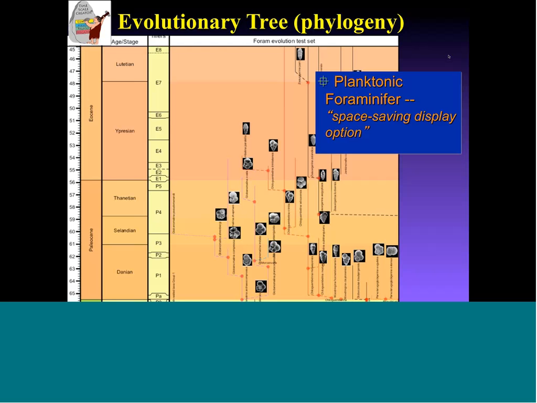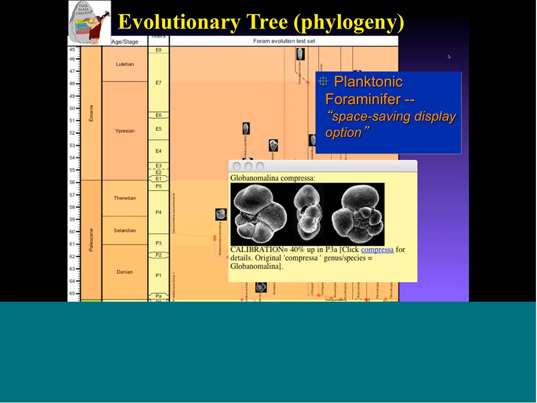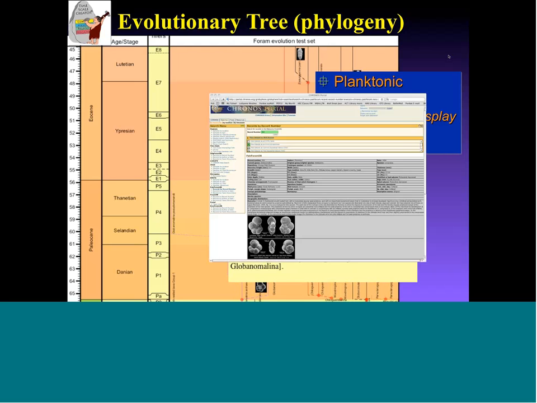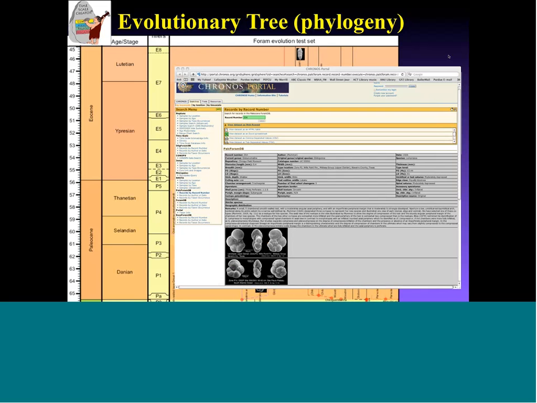If you click an image, you get what is called a pop-up. A pop-up is not only available in evolutionary trees, but most other columns in TimeScale Creator. It displays names, available images, different information such as calibration and definitions, references, and also hyperlinks, which can take your users to external information on the internet.